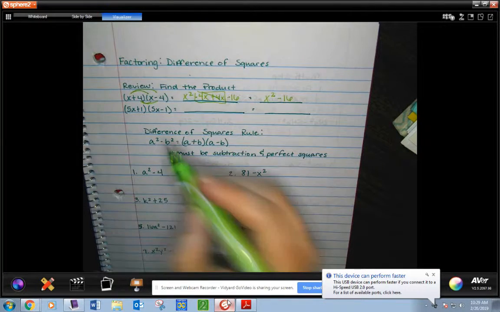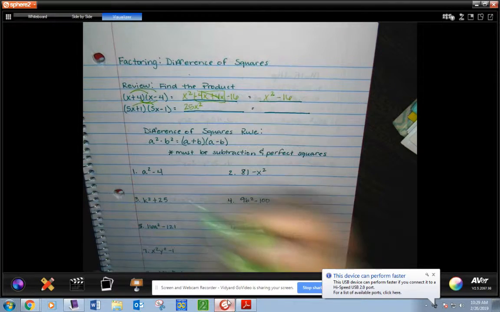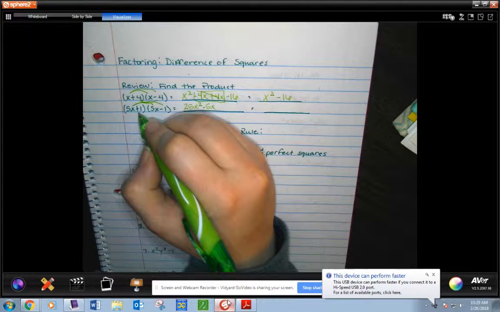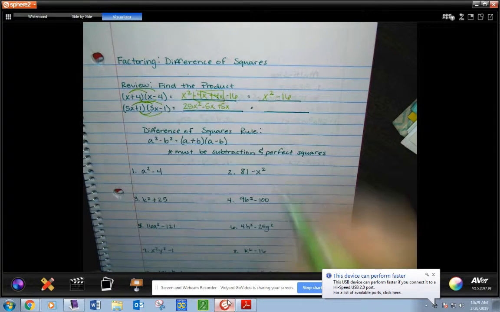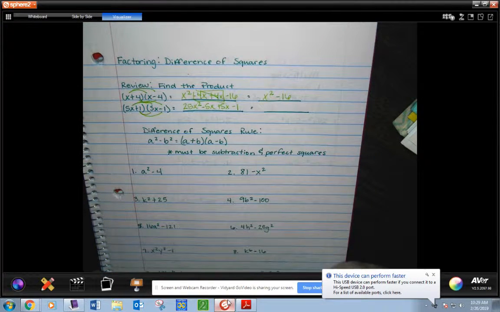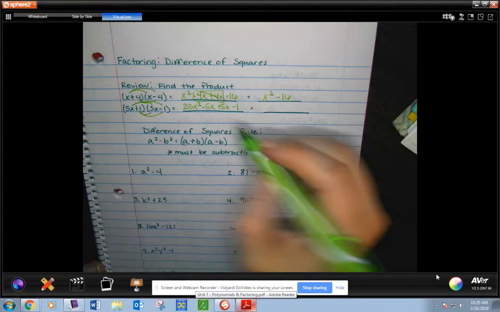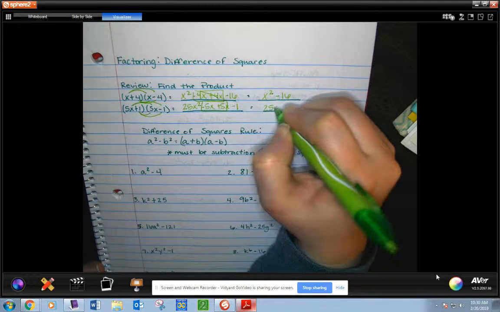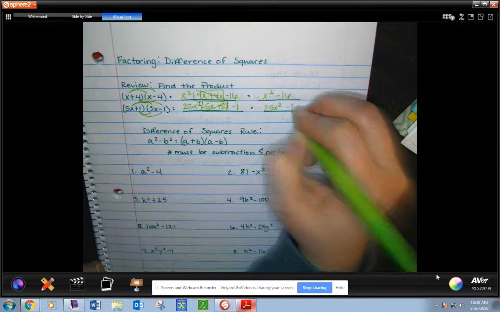Okay, for example 2, 5x times 5x is 25x squared. 5x times negative 1 is negative 5x. 1 times 5x is positive 5x. And 1 times negative 1 is negative 1. Okay, so what I'm going to do from there is again combine those middle terms. So I keep 25x squared, a negative 5x and a positive 5x cancel, and I have minus 1.